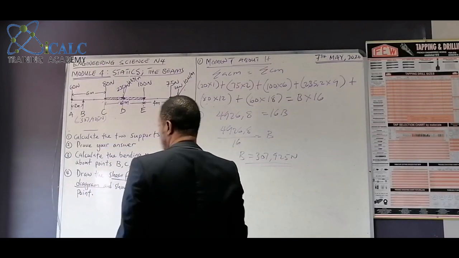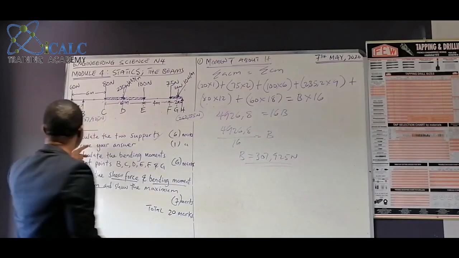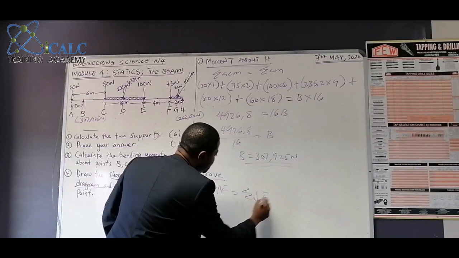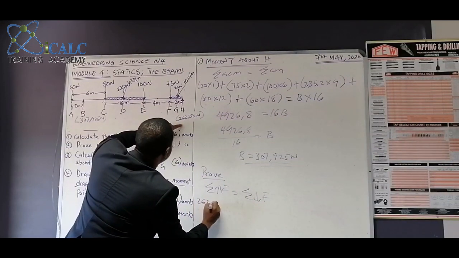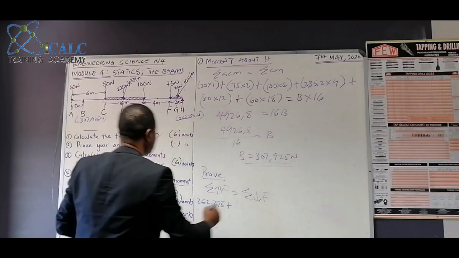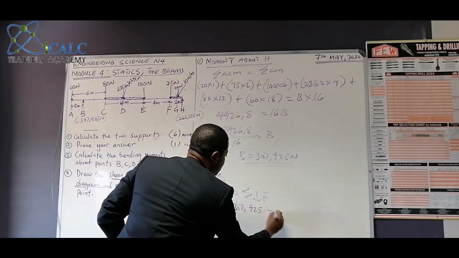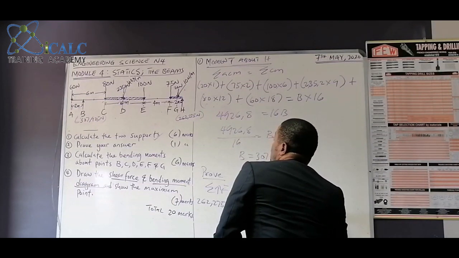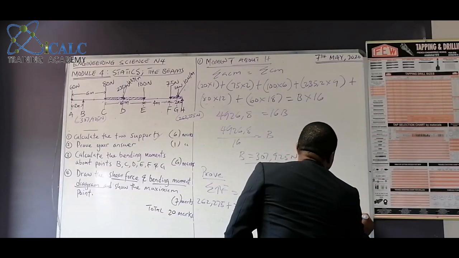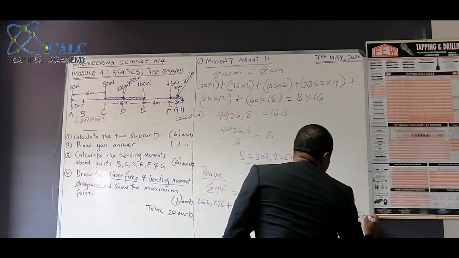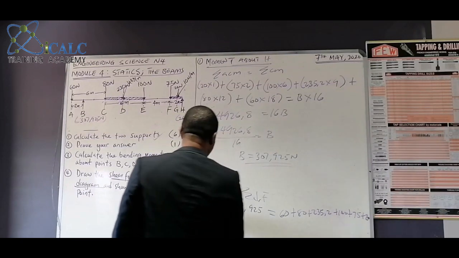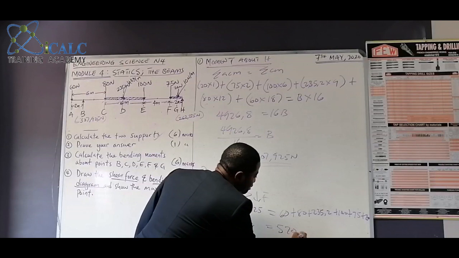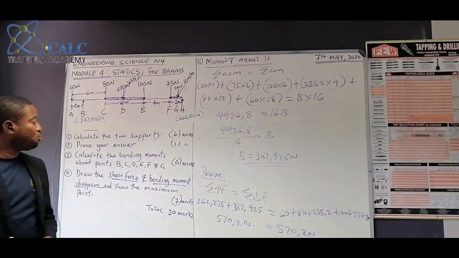Now let's check the second. We've done the first question. The second question, prove your answer. To prove, we say the sum of upward forces equals the sum of downward forces. For our upward forces, we have 262.275 plus 307.925, which will equal the downward forces. We have 60 plus 80 plus 235.2 plus 100 plus 75 and of course plus 20. If we check how much we have here, we shall have 570.2 Newton equals 570.2 Newton. So that is our proof for one mark.